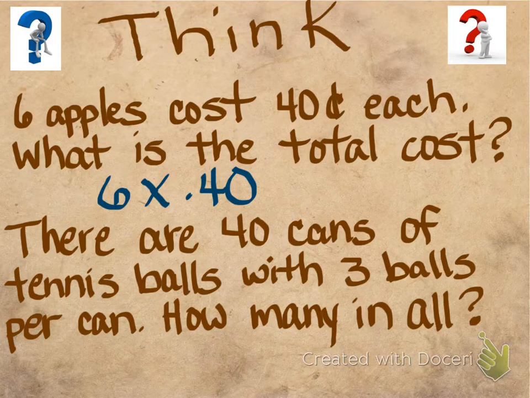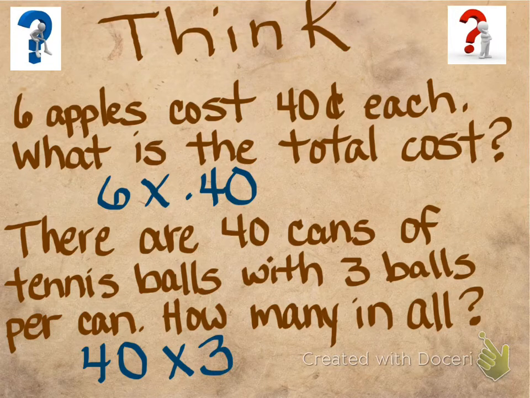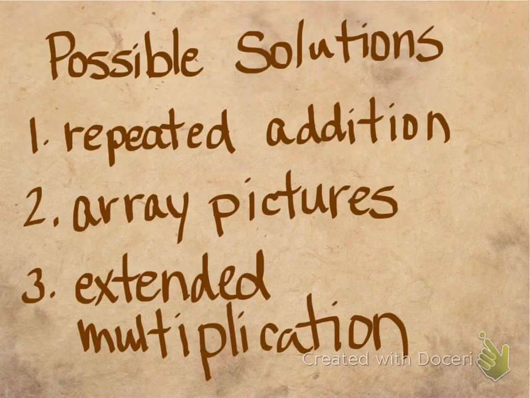And then our second problem says there are 40 cans of tennis balls with 3 balls per can. How many in all? So we look at the in all, we think we can add, but that's going to take us a while. The quicker way to do that would be to multiply. Not that you couldn't do it with addition, but this lesson is about multiplication, so we need to get those multiplication facts down. So basically, again, we're going to take the number 40 and we're going to multiply that times 3. So let's take a look at how do we do those kinds of things.